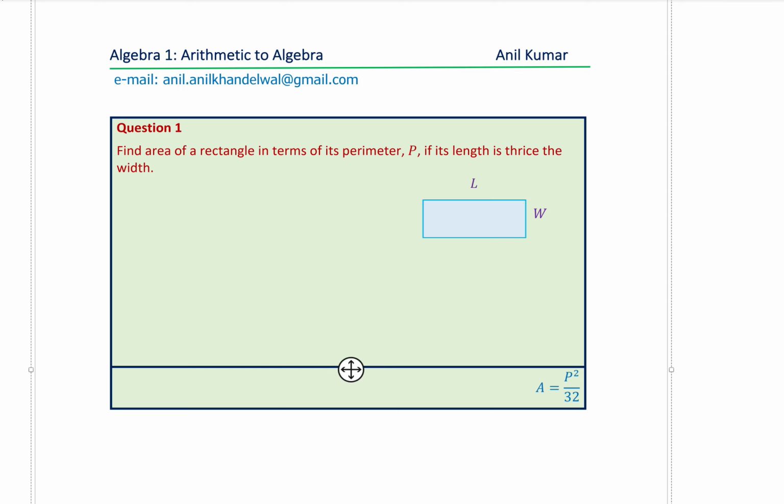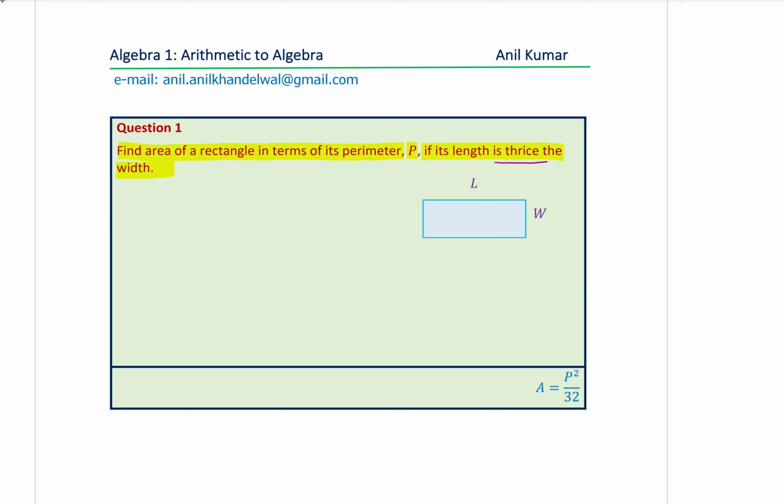The question number one for you is: find area of rectangle in terms of its perimeter P if its length is thrice the width, three times, right? If the length is thrice the width. So I'd like you to take a moment, write down what is given, what we need to figure out, and what could be the solution.